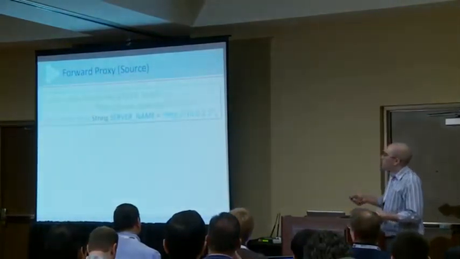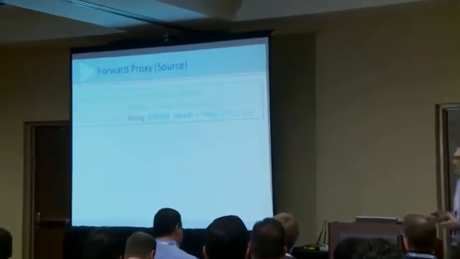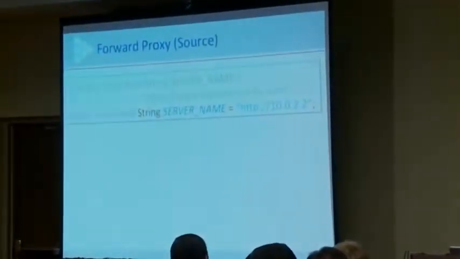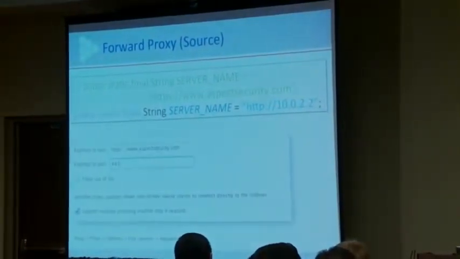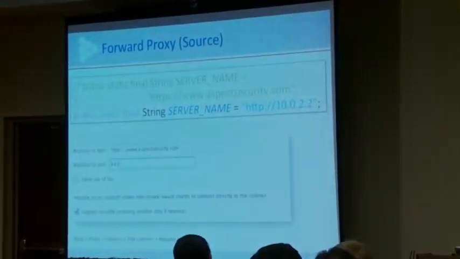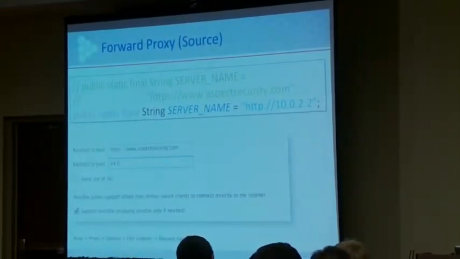So in this example, I'm telling it the proxy is 10.0.2.2, which is my host machine. And then the proxy needs to be able to support this forward proxy mode, and we've used Burp to do this. I'm sure that there are other ones that do the same thing.